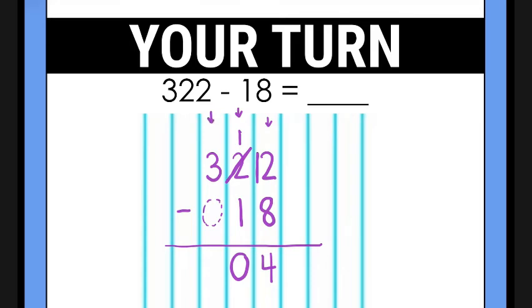And finally, let's move on to our hundreds. I have 3 minus 0. 3 minus 0 equals 3. So 322 minus 18 equals 304.